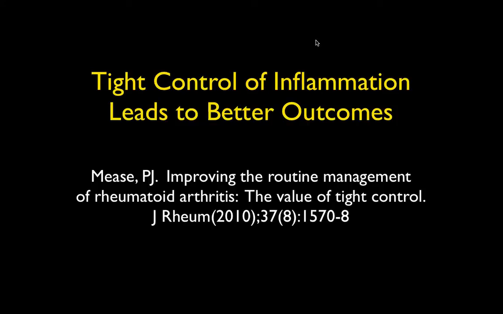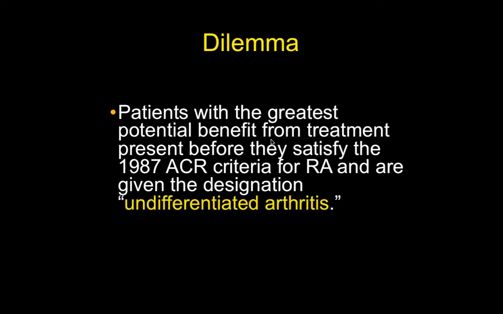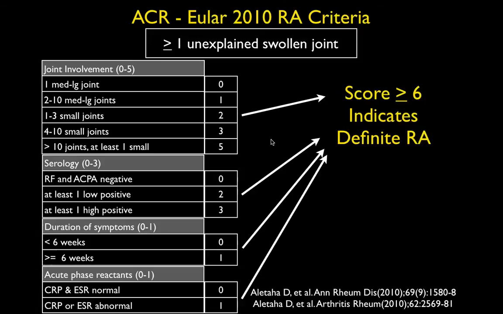We also know from a number of studies, this is one of the better ones, that tight control using anti-inflammatory drugs leads to better outcomes, and that's widely recognized. So the dilemma is, many of the patients who can most benefit from drug treatment are the patients with early disease before they fit the standard criteria. So that's pushed people to develop a new criteria. The new criteria was published in 2010.